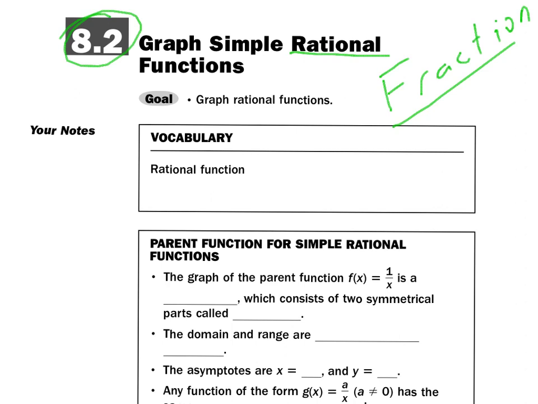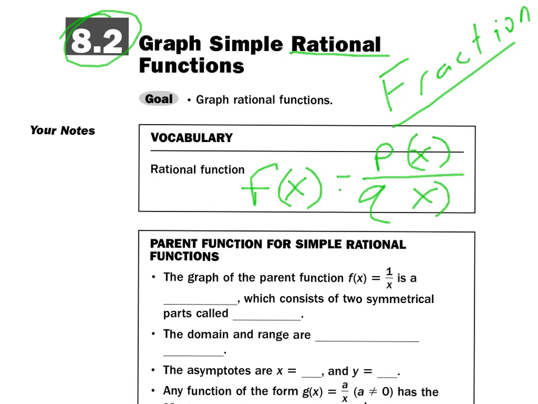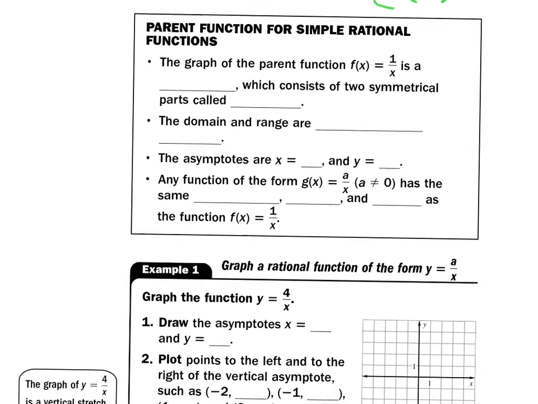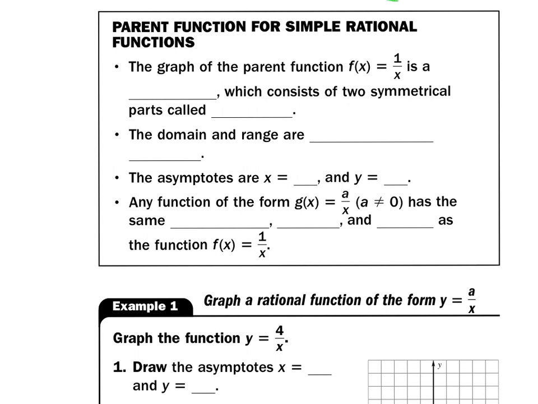So when we look at graphing rational functions, or the terminology rational functions, it's going to be something like f of x equals p of x over q of x, or two things, one on top, one on bottom. And there are different things when we talk about rational functions, what they're going to look like.